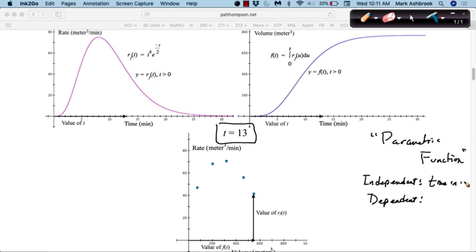time in minutes. Does that get graphed? Does time get graphed? Doesn't get graphed. It's kind of behind the scenes. It's not on the horizontal or vertical axes. But in the parametric function that we're creating, it's the independent thing. We start with time. What's the dependent quantity or quantities? Volume and rate are dependent.